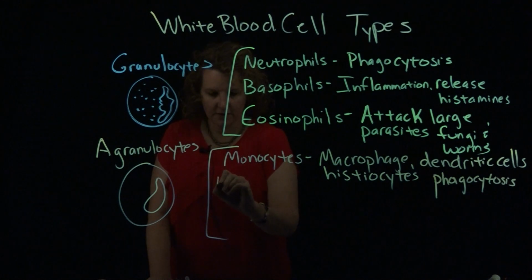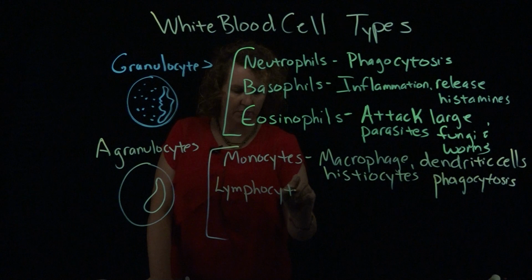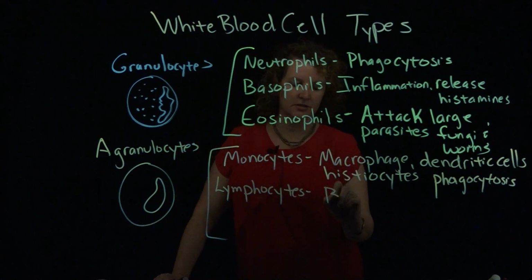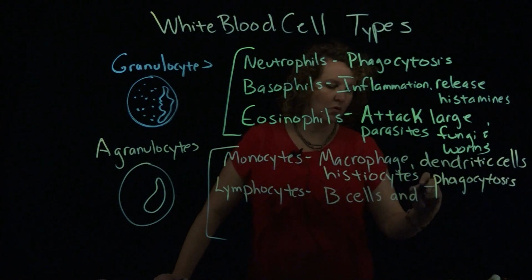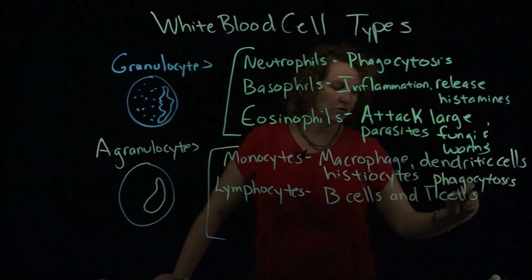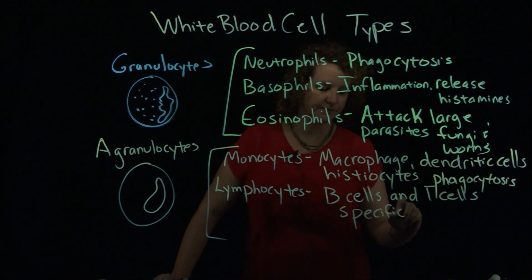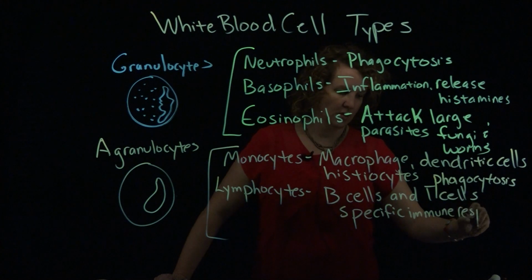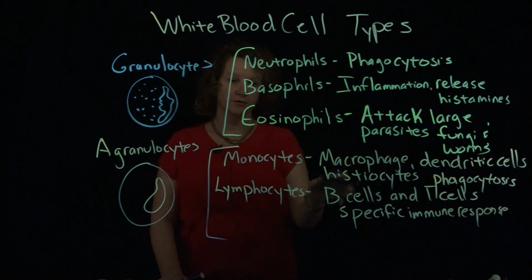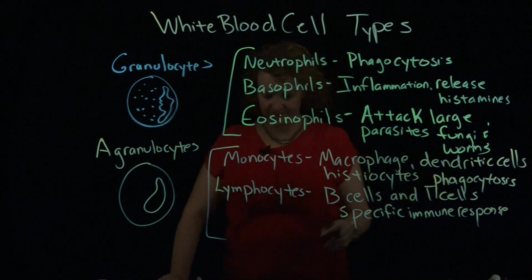And then there are the lymphocytes. Big important category here, the B cells and the T cells. Their role is a little too big to go into here in a short overview video, but they work in specific immune response. The B cells are the antibody producers and releasers, and then the T cells attack infected host cells.